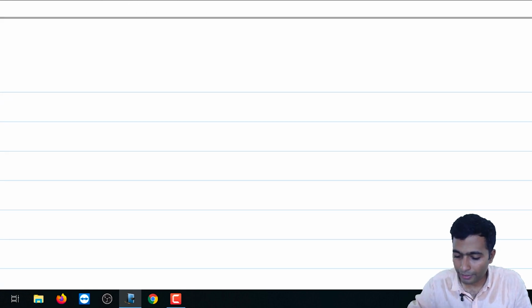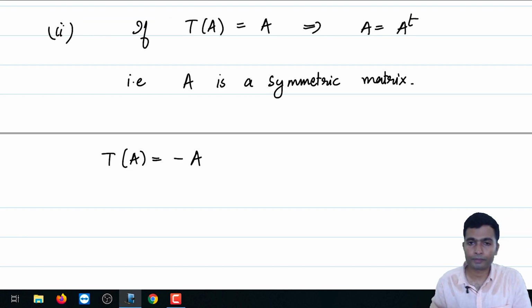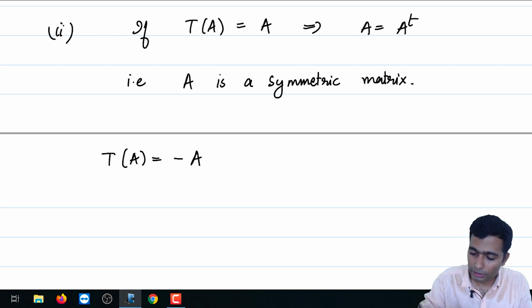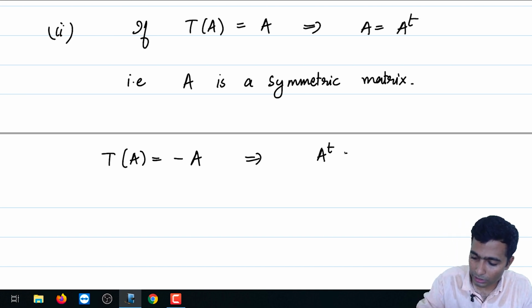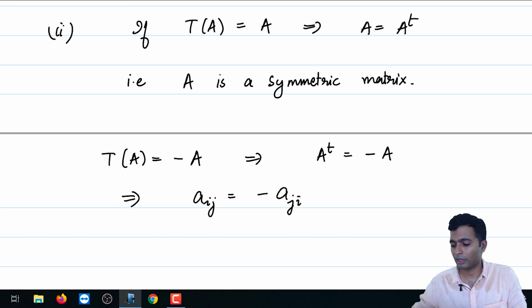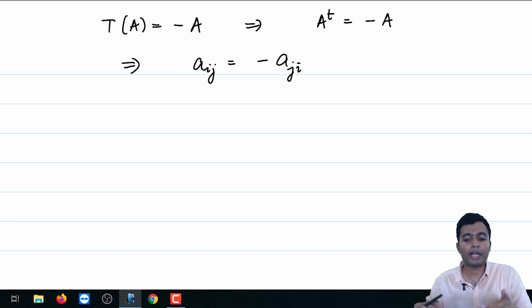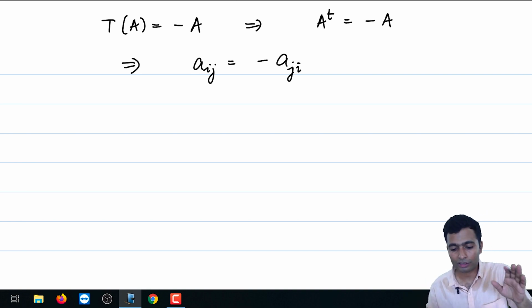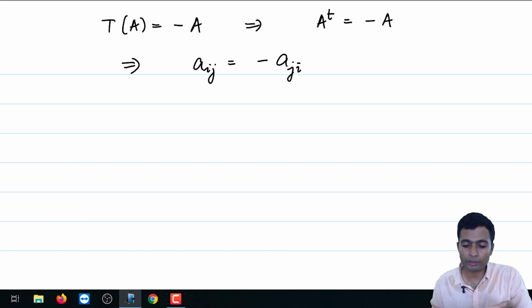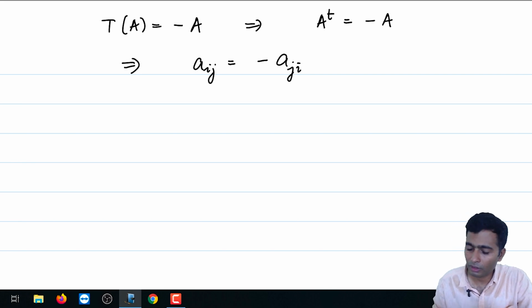Okay, and what will happen when T of A is equal to minus A, lambda being minus 1 here? This implies that A transpose is equal to minus A. So this implies that Aij is equal to minus Aji. So this will turn out to be the eigenvectors corresponding to minus 1. So it's a good exercise to sit down and check what the basis for the eigenspace corresponding to 1 will be and what the eigenspace corresponding to minus 1 will be. Okay, let me stop here.